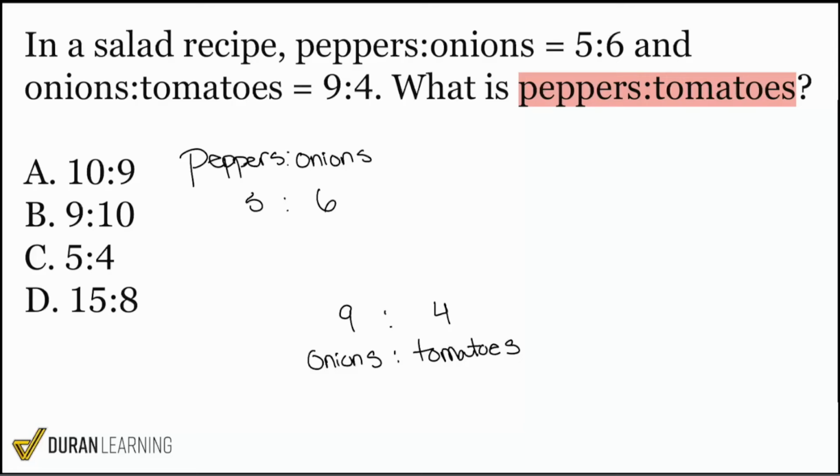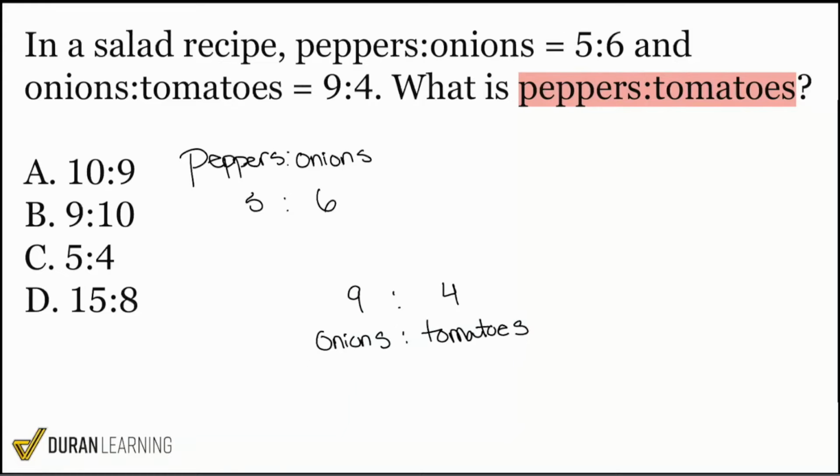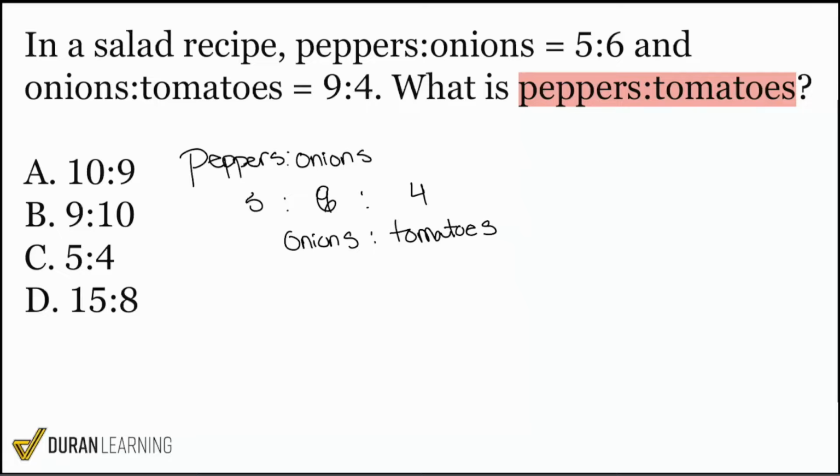My party people, let me be very clear. If these numbers were the same, then absolutely I can take these ratios and just put them next to each other. And then we have a 1, 2, 3. And then we could go ahead and connect the 5 to the 4. But notice how these are not the same number. They don't fit. They don't overlap.